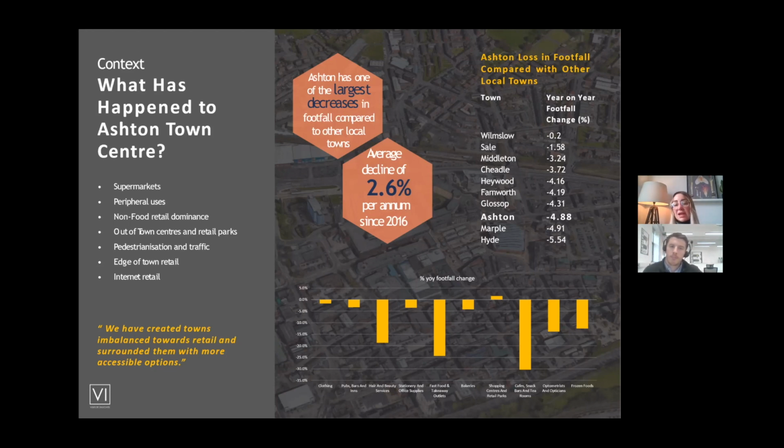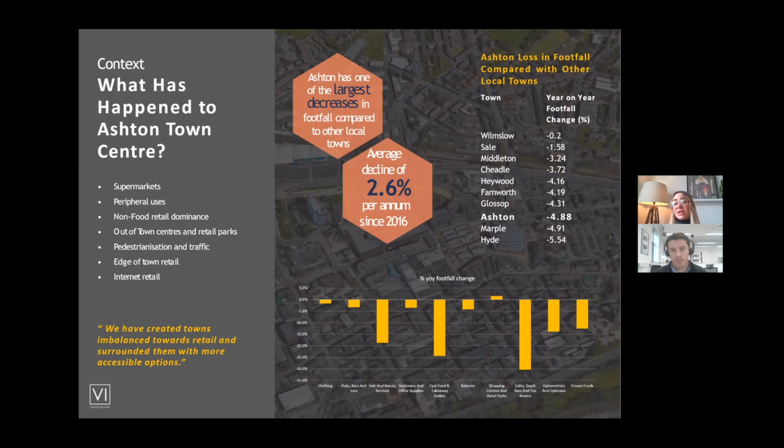There are some out of town centres and retail parks that are, again, because of the propensity of people driving in Ashton, that encouragement to park and use your car rather than use public transport or walk has meant that actually lots of people are driving to the out of town centres and retail parks rather than coming into Ashton for their retail needs. There's a lack of pedestrianisation, of course, high traffic because of car usage, and other impacts in terms of edge of town retail.